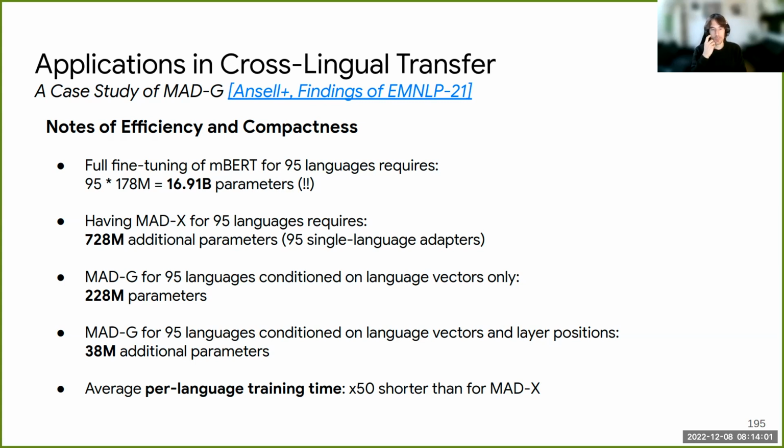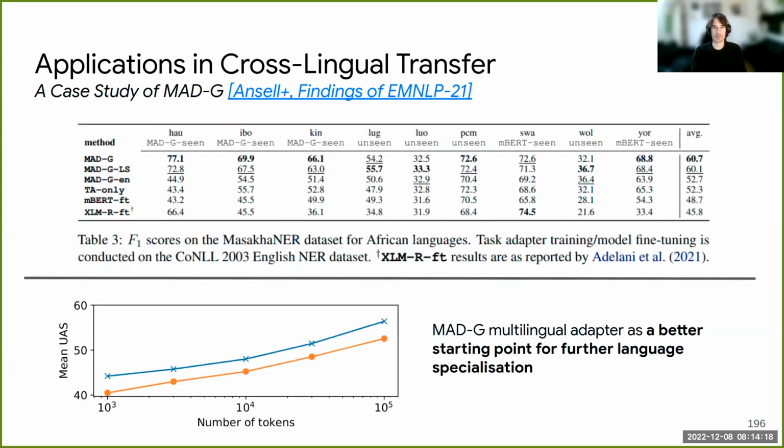So what we did in the paper is we actually let the MAD-G training run 50 times shorter than the time that would be needed to actually learn language adapters for all the 95 languages, which is also a massive benefit in time efficiency of training. And it doesn't even work so bad, to be honest. It actually works really well.